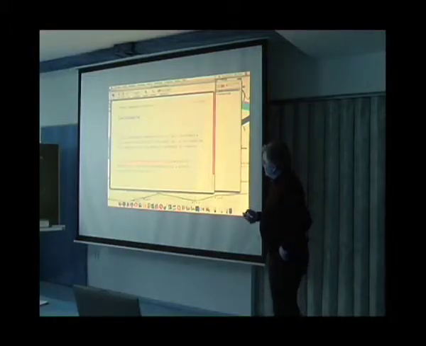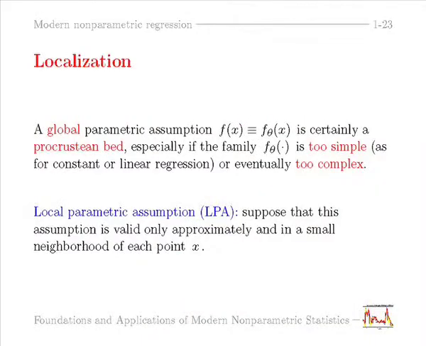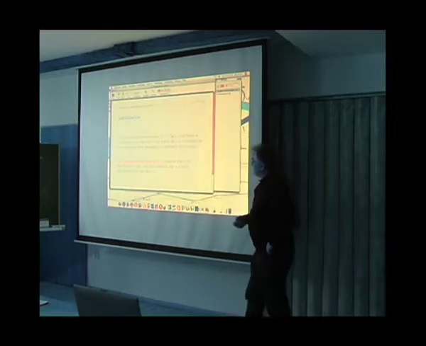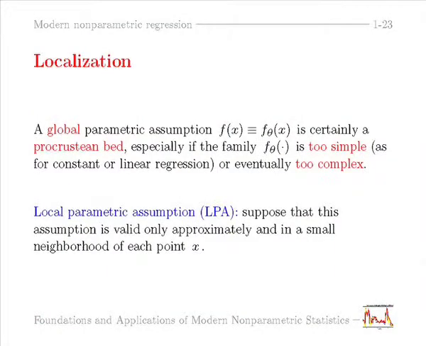Okay, so I said this already, a global parametric assumption, that means for all x the same parameter, is a Procrustean bed. For time series, for example, we would never believe that a time series model is the same, say, call it S&P 500, for 25 or 50 years. We would certainly believe, and we can see this when we fit a parametric model in certain periods and blocks, we can see the parameter changes.